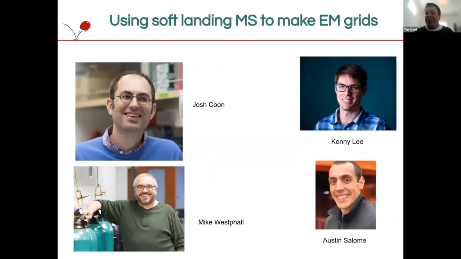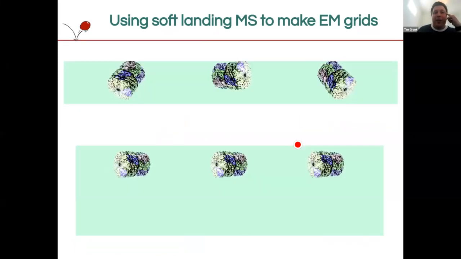Now I'm going to go to my grid preparation section. So this is work that I've been doing in collaboration with Josh Kuhn. Josh Kuhn runs a national mass spectrometry facility here in UW-Madison. And these guys also have been working on the project. Mike is a guy who likes to build mass spectrometers, and Kenny and Austin have done a lot of the work that I'm going to show you.